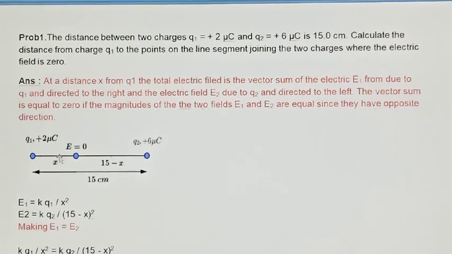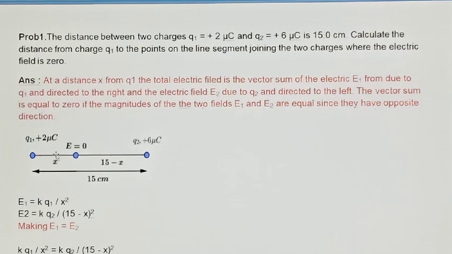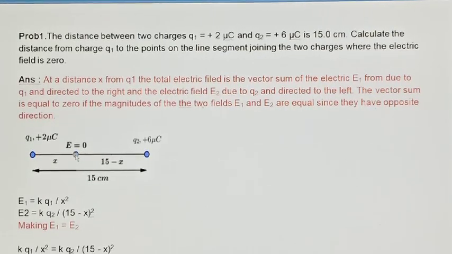So if you want to make the electric field 0 at this point, definitely the magnitude of E1 should be equal to the magnitude of E2. That is what you have to do. Or you can write that E1 plus E2 is equal to 0. Magnitude of E1 is equal to magnitude of E2, such that the total field at this point is equal to 0.